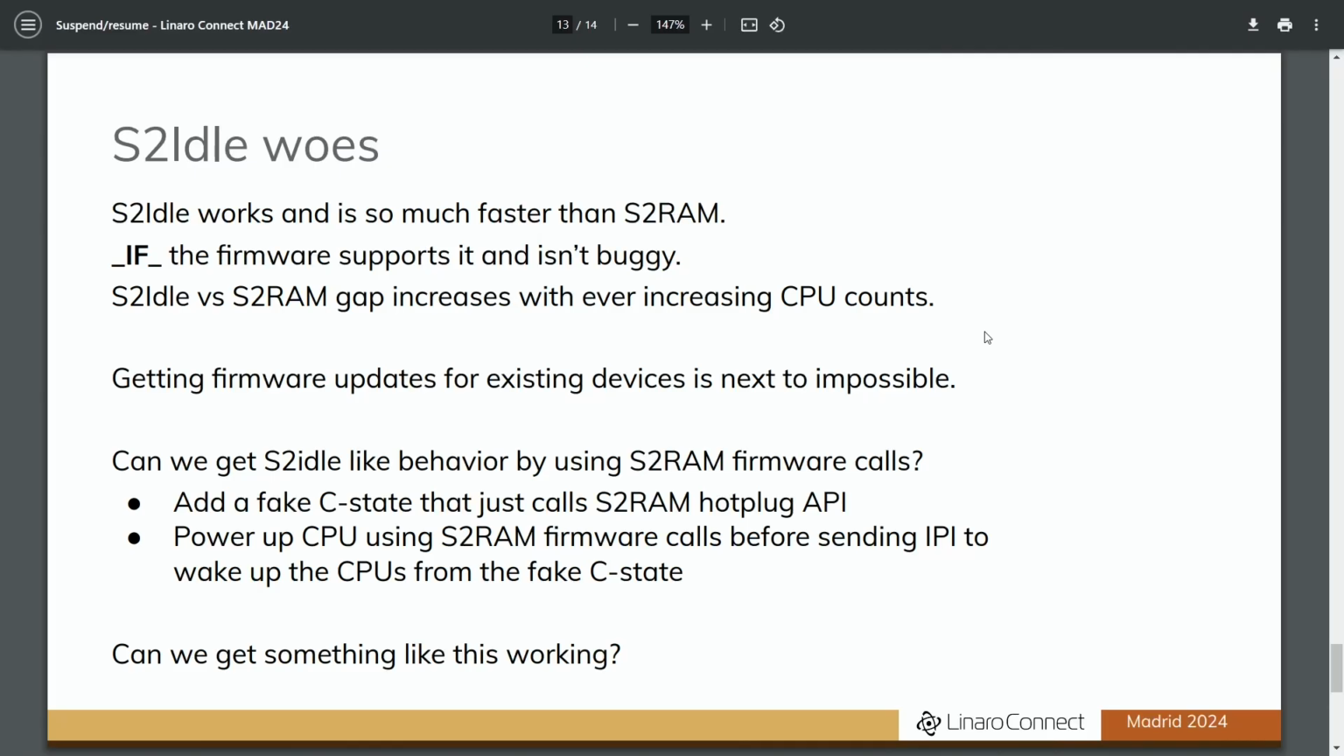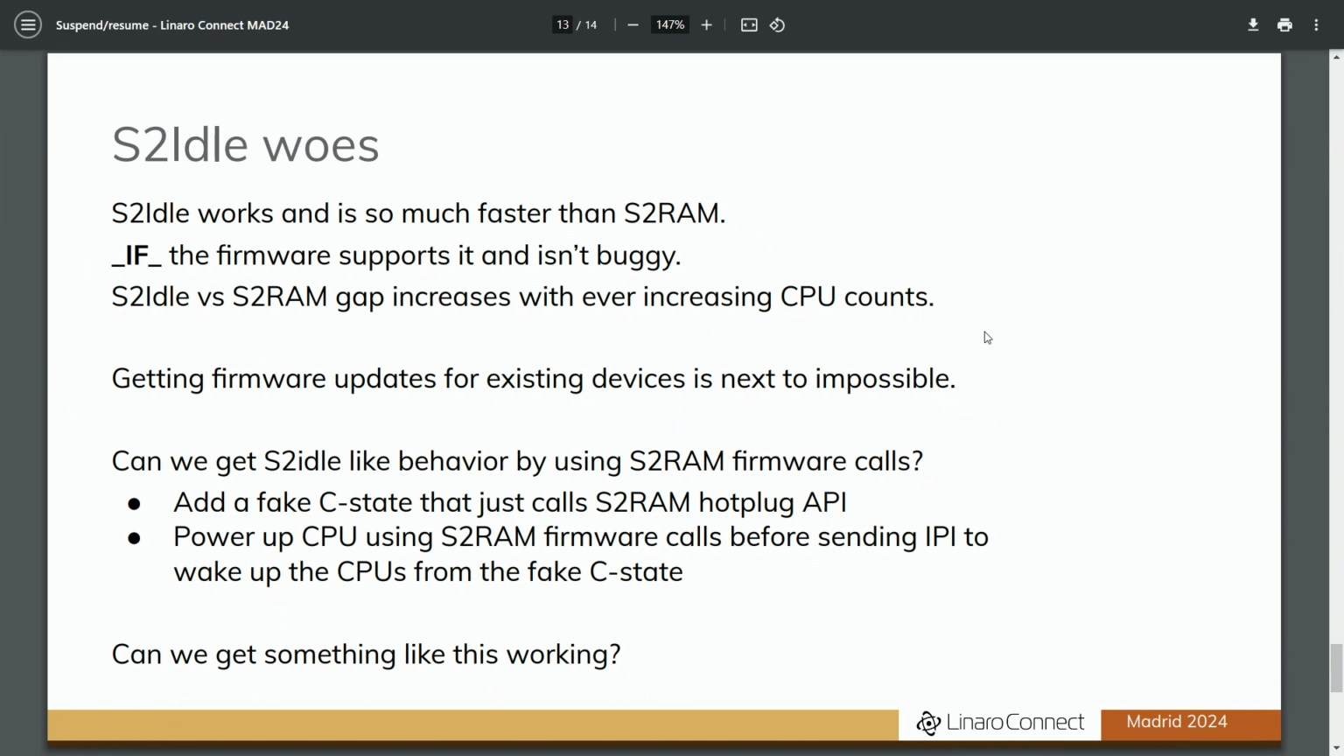But the last part, the most important part, is turning off the CPUs. There's S2 RAM, where you hot plug out the CPUs, and S2 idle, where you idle power collapse them. It's a huge improvement. For sure you want it, and we know it works. But unfortunately, it's only true if the firmware is not buggy and supports the S2 idle specific PSCI calls. Getting already existing devices to add support or fix the bug is next to impossible. And even now, people are making chips without S2 idle support.